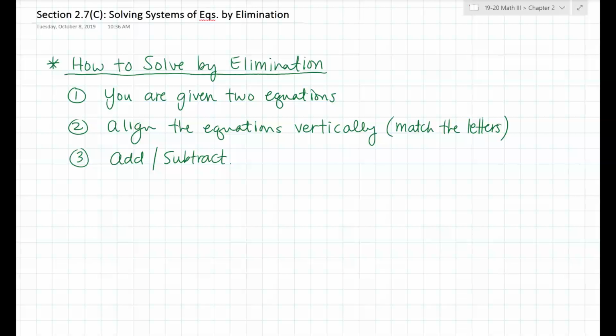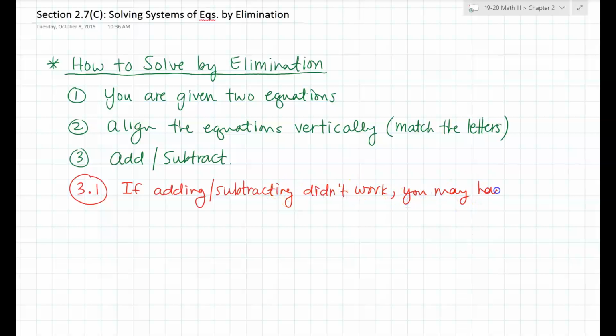Here I'm going to put like 3.1. Okay, I changed the color here, but like a 3.1, if adding or subtracting didn't work, you may have to multiply to make variable coefficients match. So you may have to multiply to make variable coefficients match.